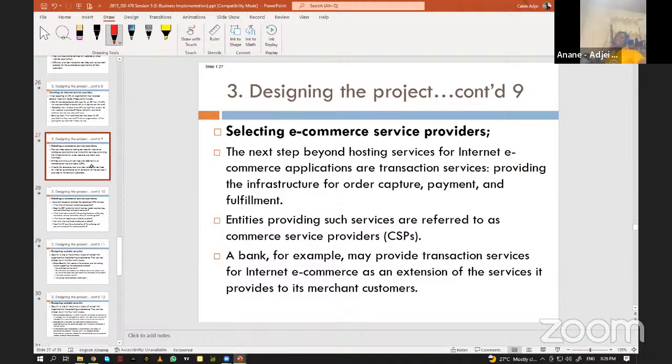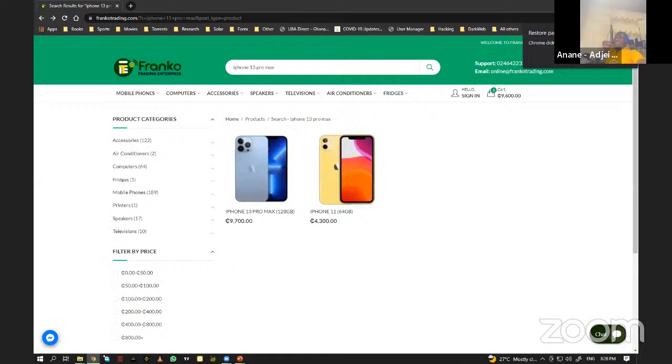Then how do we also select our internet commerce service providers? I gave you an example of a service commerce, and I said one of them is Jumia. Kikuu also provides that same service. You can be in Ghana here and you can sell your products on Kikuu Ghana. So the next step beyond hosting services for internet commerce applications are the transaction services. That is providing the infrastructure for order capturing. So let me show you something over here.